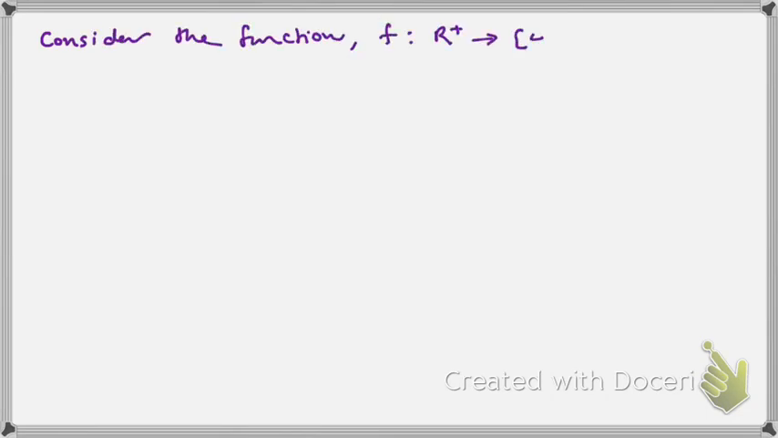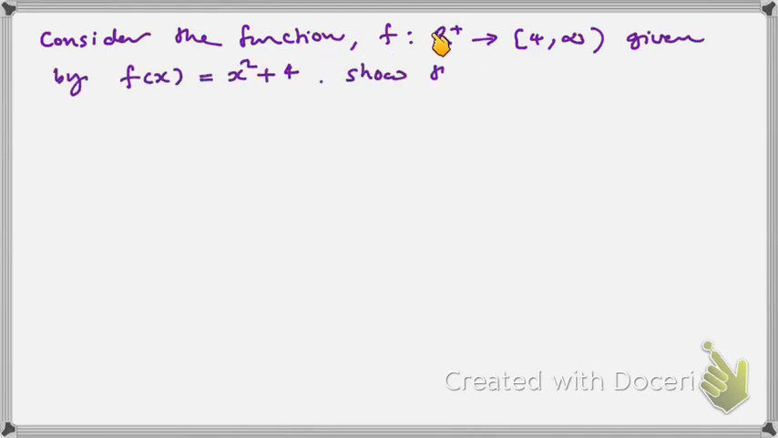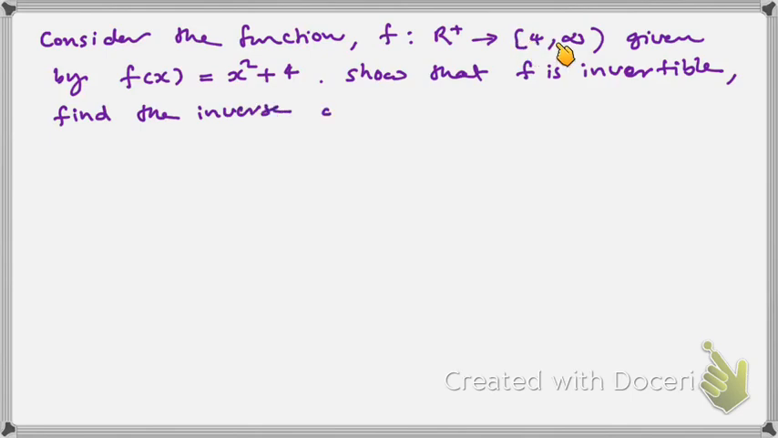So now look at this question. Consider the function f, which is defined from the set of positive real numbers to the open interval 4 to infinity, given by f of x is equal to x square plus 4. Show that f is invertible and find the inverse of f.